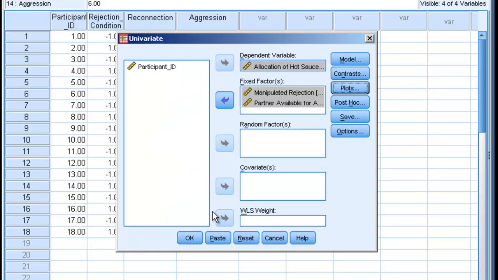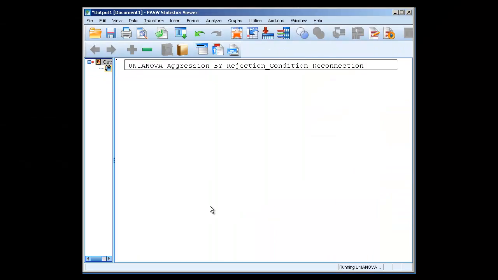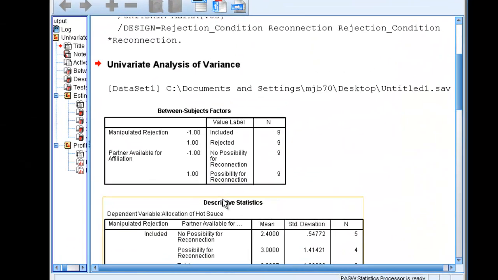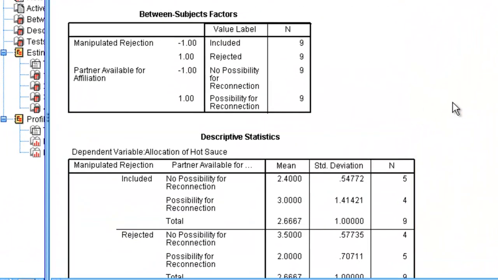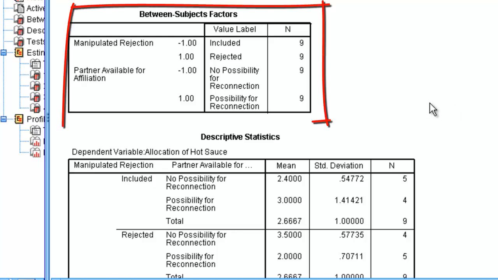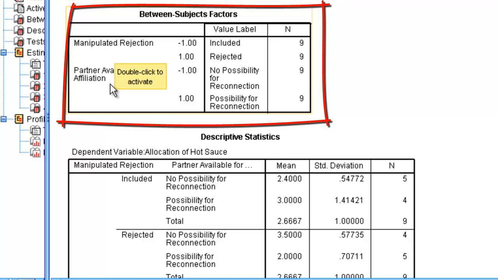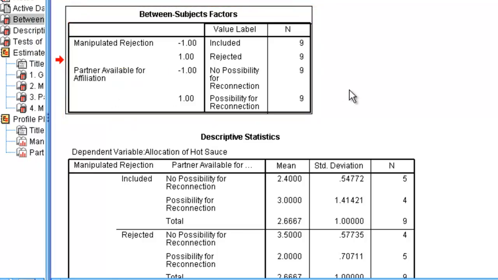We'll hit continue, and then we're going to hit OK. Okay, so we conduct the analysis. We're going to get quite a few boxes. One of the first is the between subjects factors box. It just lets us know what our independent variables are, in this case manipulated rejection and partner available for affiliation.